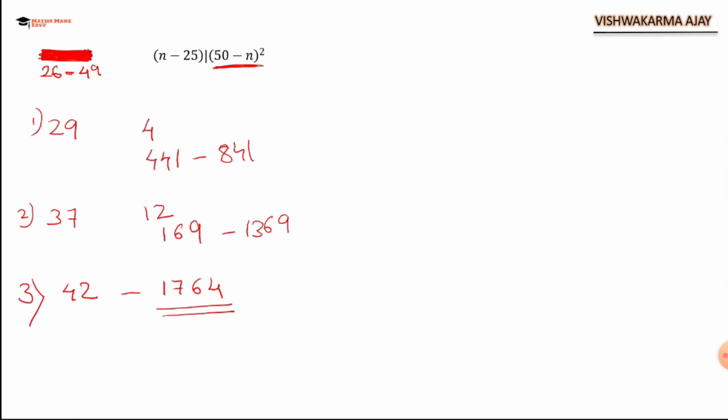This is our answer. No need to carry here. Let me take one more example of this kind. We have 48. n minus 25, that is 48 minus 25, is 23. And 50 minus n, that is 2. The square of 2 is 4. Now I need my answer in 2 digits, so I'm going to write here 04. This is my square for 48. I hope you got this formula.